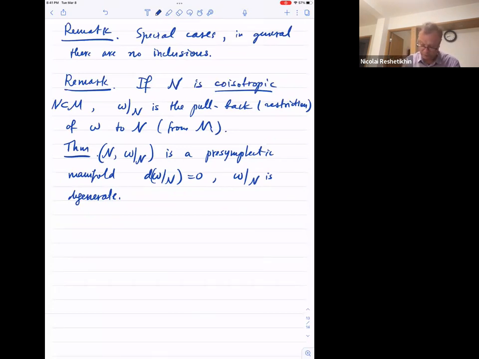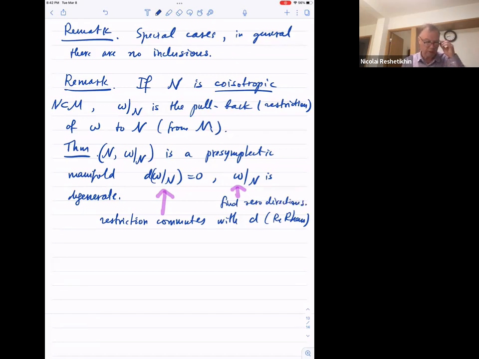So why is it closed? Well, I'll spoil the fun. This is because restriction, or pullback, commutes with the de Rham differential. And this is just fine zero directions. And that will complete the proof. Okay, so I introduced this notion. So next time we'll have a brief repetition of this. I'll give examples of isotropic and coisotropic submanifolds, and we'll discuss a little more the symplectic geometry, the examples.